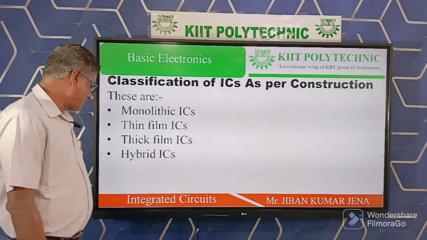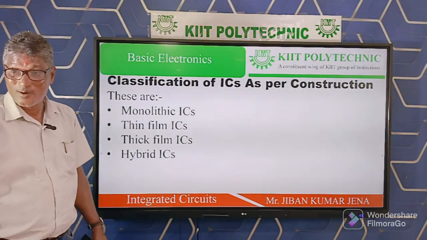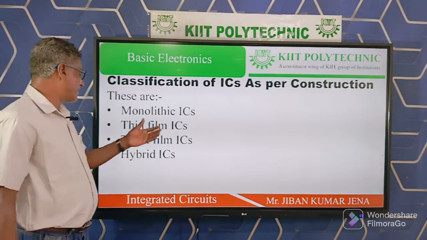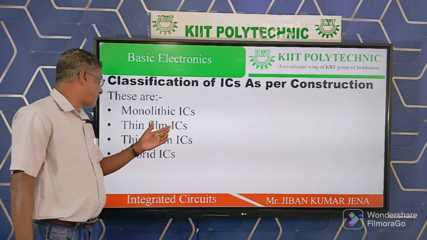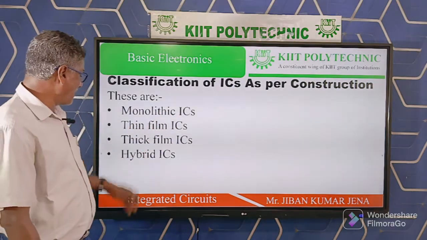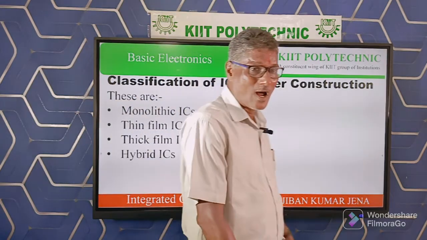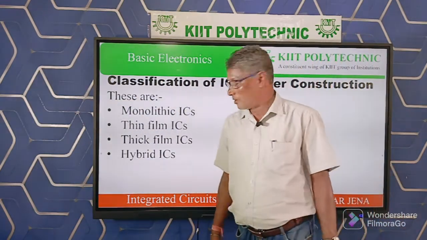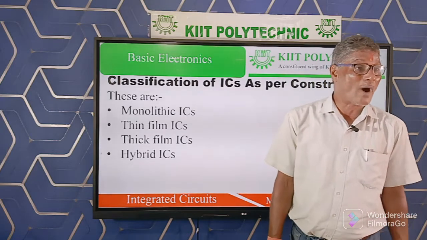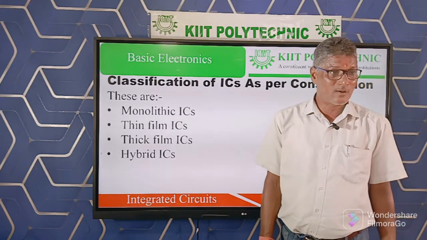And the last one is hybrid type IC. What is a hybrid type IC? It is nothing but the combination of monolithic type IC and thin film type IC. By the combination of monolithic type IC and thin film type IC, a hybrid IC can be made, manufactured, fabricated, and designed.